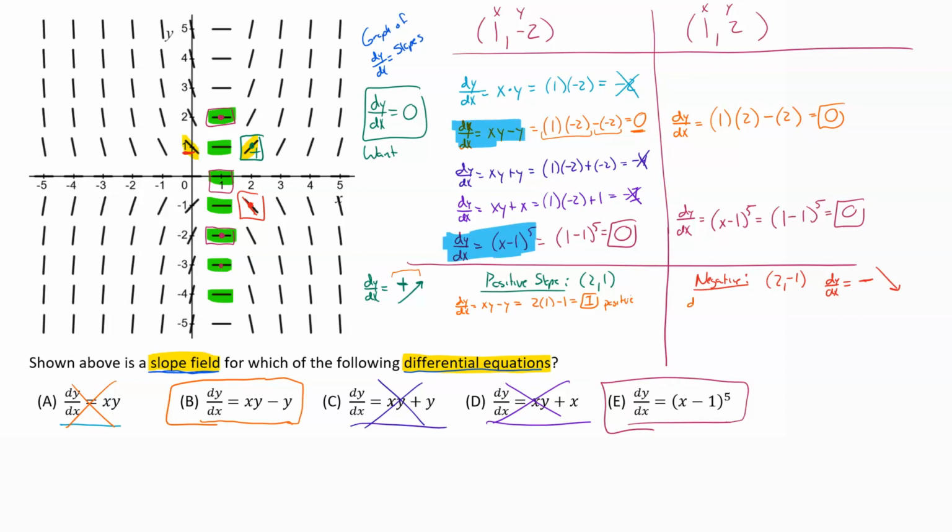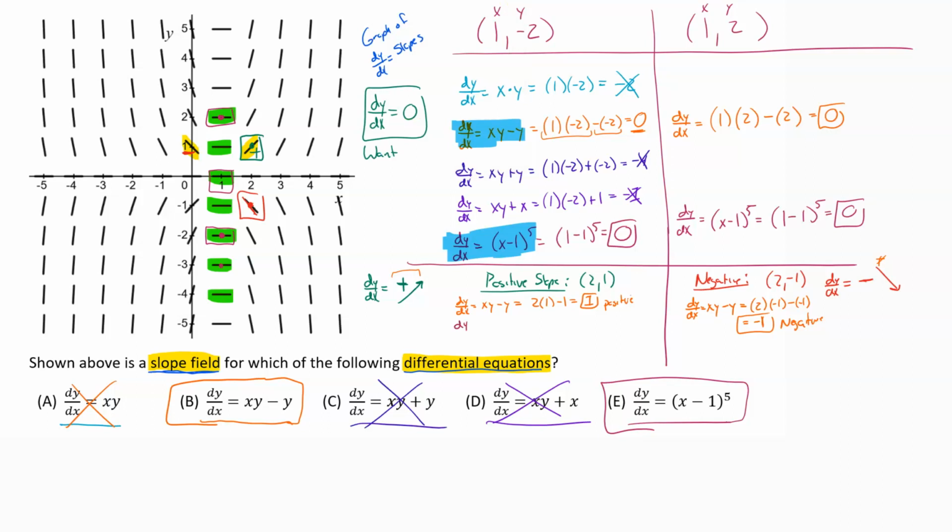Playing the same game on this side, dy/dx equals x times y minus y, plugging in 2 for x, negative 1 for y. I get a negative here. So I get negative 2 plus 1, which is going to give me negative 1. And so what I got out over here was a negative, which is what I was looking for. So right now, B is still in play, and we have to go see what's going on with E.